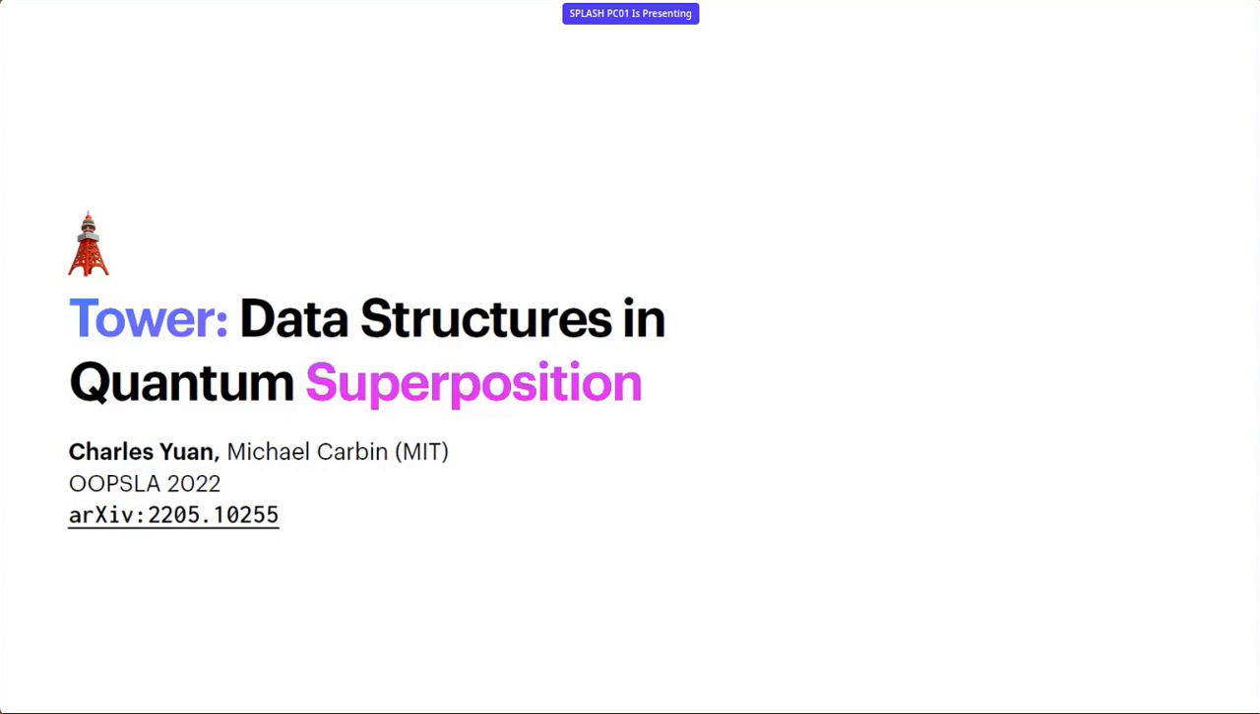Hi everyone, I'm Charles, and I'm really happy to present to you today our work on Tower, which is a programming language and framework for implementing data structures that work correctly in quantum superposition. This is joint work with my advisor, Michael Carbon at MIT.